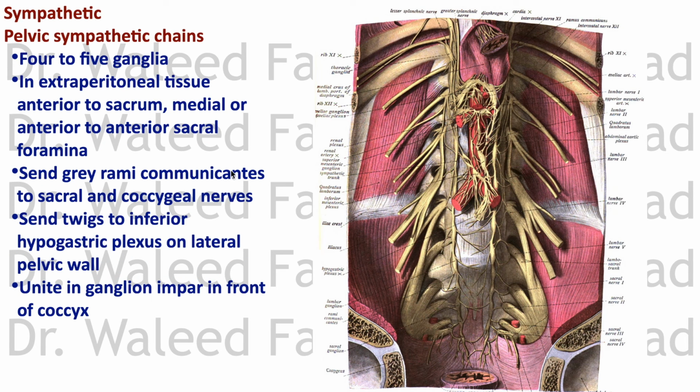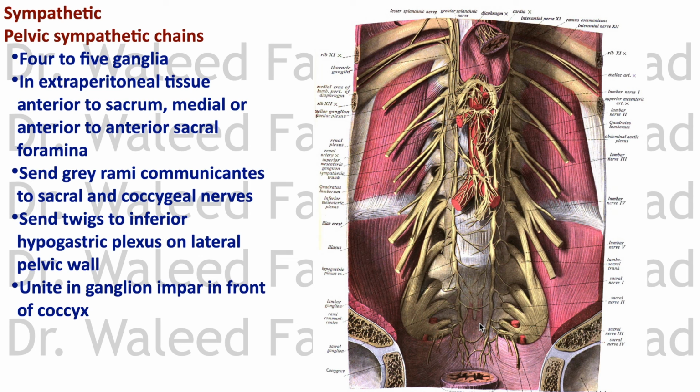The sympathetic outflow, the pelvic sympathetic chains, as you can see them here. We continue our story of the sympathetic chains. We studied them in the neck and the thorax and the abdomen. Now the last part in the pelvis. They descend either anterior or medial to the anterior sacral foramina, and they end up joining in front of the coccyx, forming the ganglion impar. Ganglion impar means the only one ganglion that has no pair. Ganglion impar. Okay, in front of the coccyx.